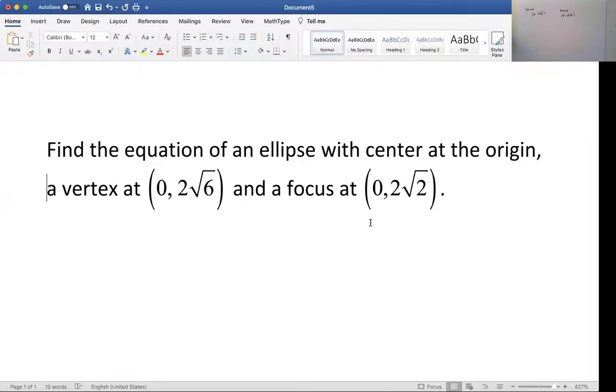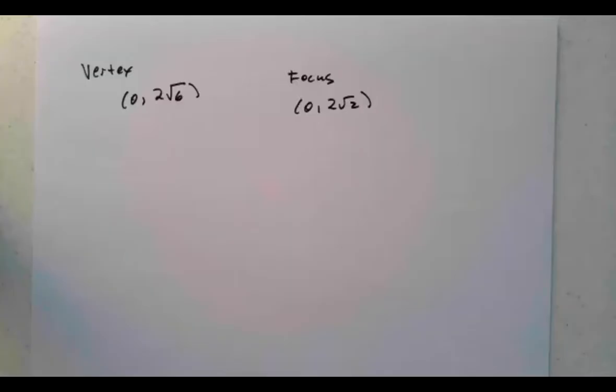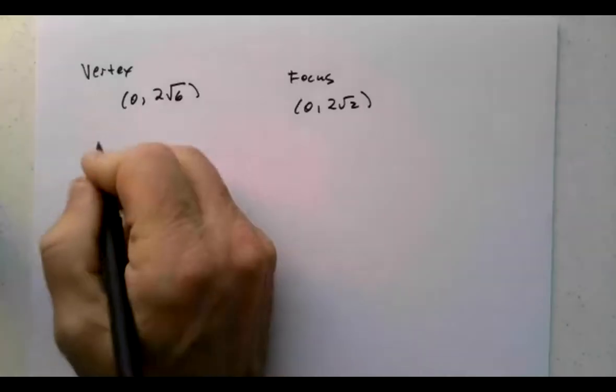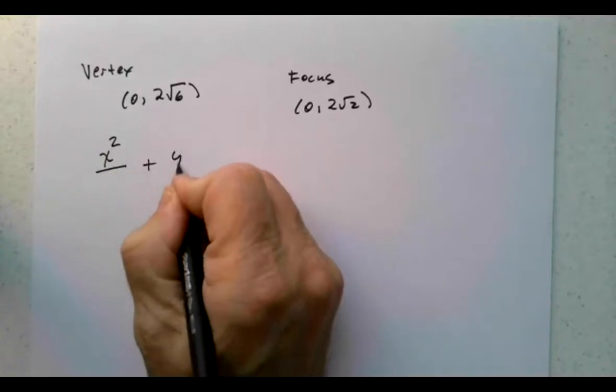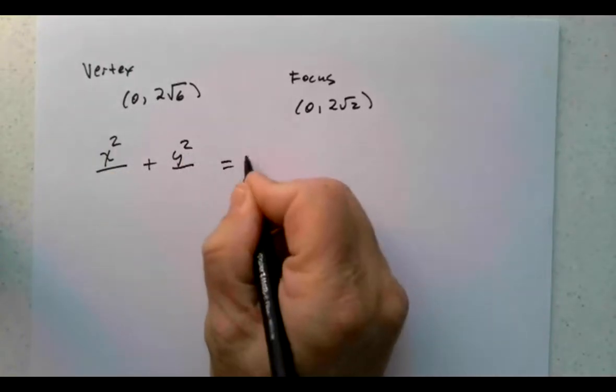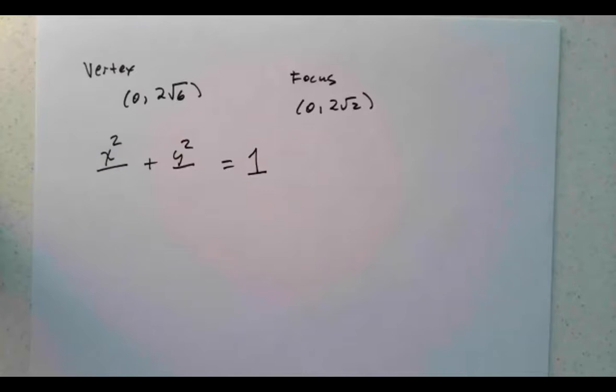This question says, find the equation of an ellipse with center at the origin and a vertex of (0, 2√6) and a focus of (0, 2√2). I want you to notice that both of those points are on the y-axis, which tells us that the major axis must be in that direction. So what do we know? We know x squared over something squared plus y squared over something squared equals 1.